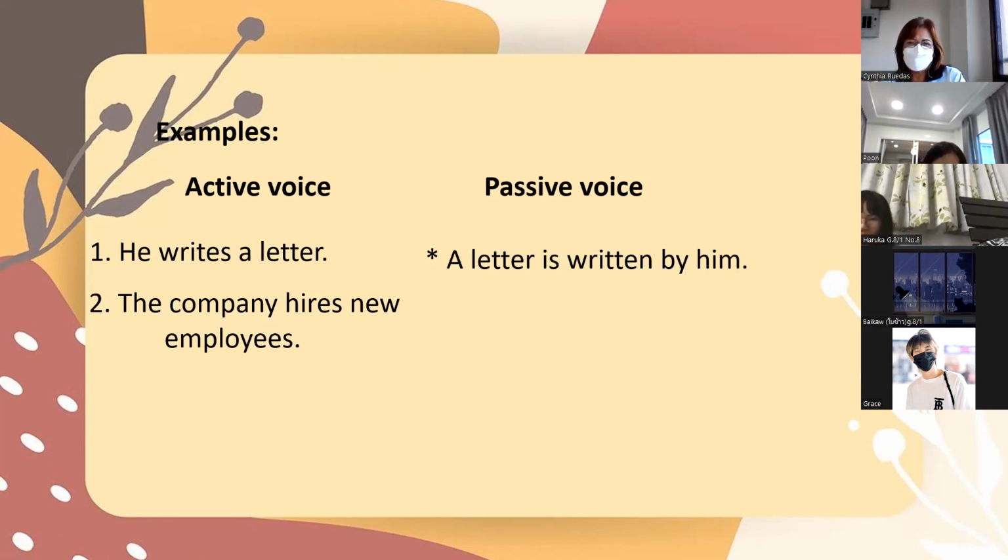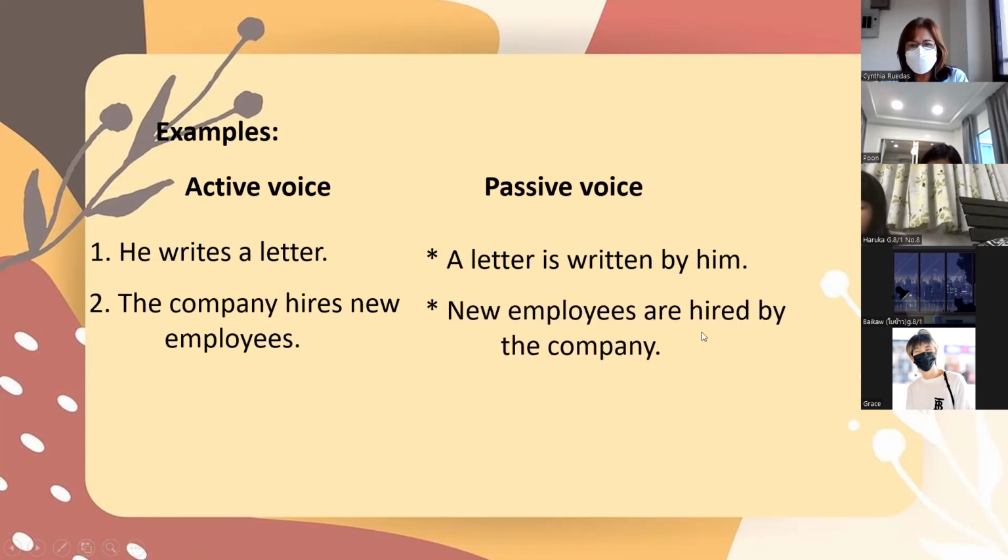Baikal. Are you going to use is or are? Are. Okay, please continue. Hired by the company. Okay, are you going to add D or not for our verb? Yes. Okay, yes. So the passive voice sentence is new employees are hired by the company. Okay. So Grace, for number three, this is for you.